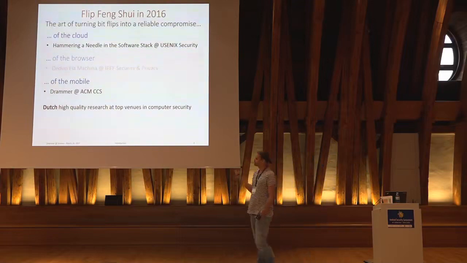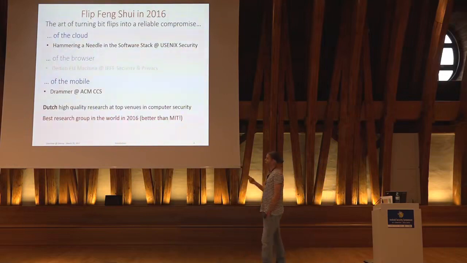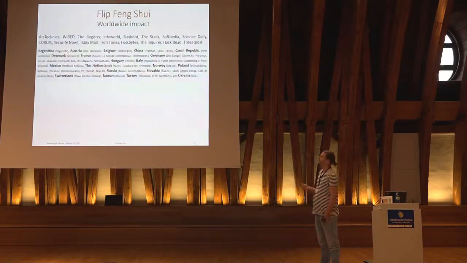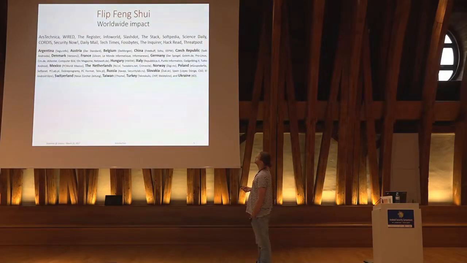A couple of weeks ago, I gave this presentation to a Dutch company, and I wanted to highlight that these are Dutch papers done by Dutch researchers and presented at top venues in computer security. And actually, also in 2016, one of the ranking lists put us in first place, better than MIT, because of all our cool publications. We also had worldwide impact, besides publishing at scientific venues. We had articles in Ars Technica and Wired about a lot of the things we do. Also here in Austria, is it there? Yeah, Der Standard had an article.